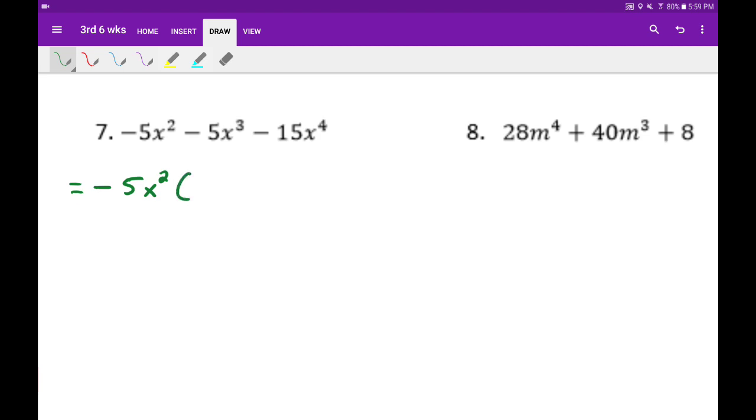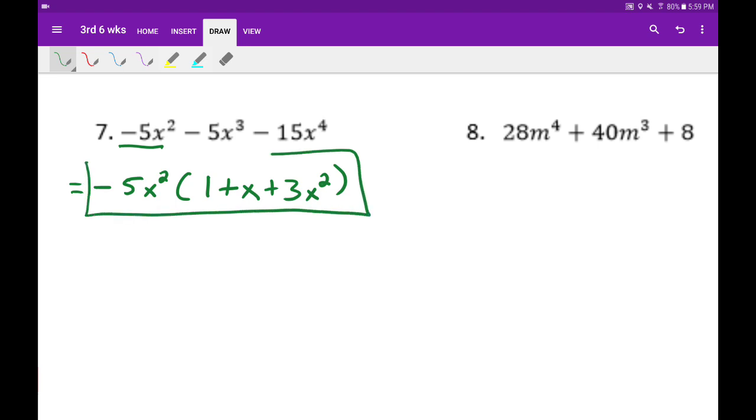Okay, so now we're going to divide each term by the negative 5x squared. Again, the first term and the GCF right there, they match up, so same over same is going to be a 1. Negative 5 divided by negative 5 is a positive, and then x cubed divided by x squared is going to be x. And then negative 15 divided by negative 5 is a positive 3. And then x to the 4th divided by x squared will be x squared again. And that'll be the GCF here.